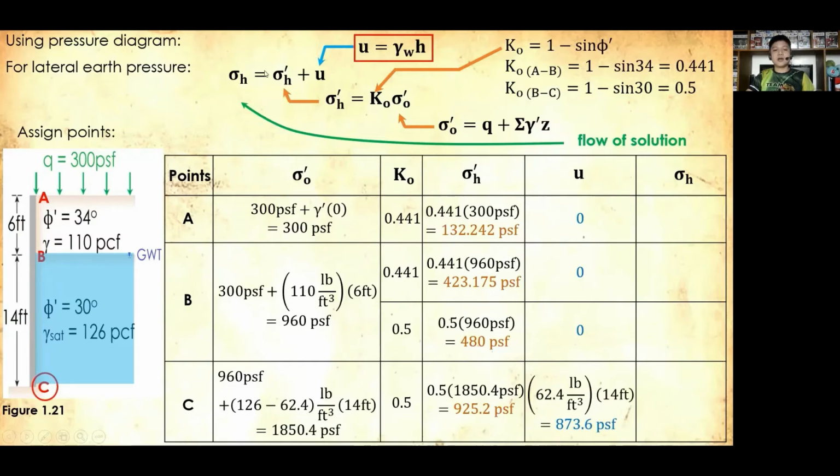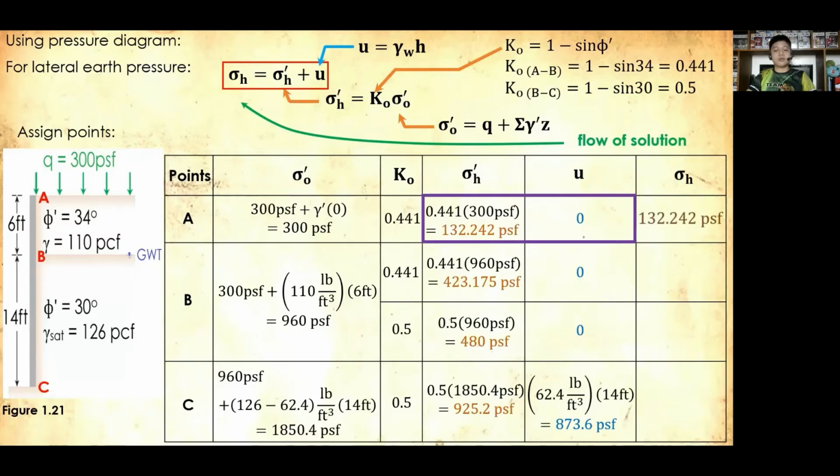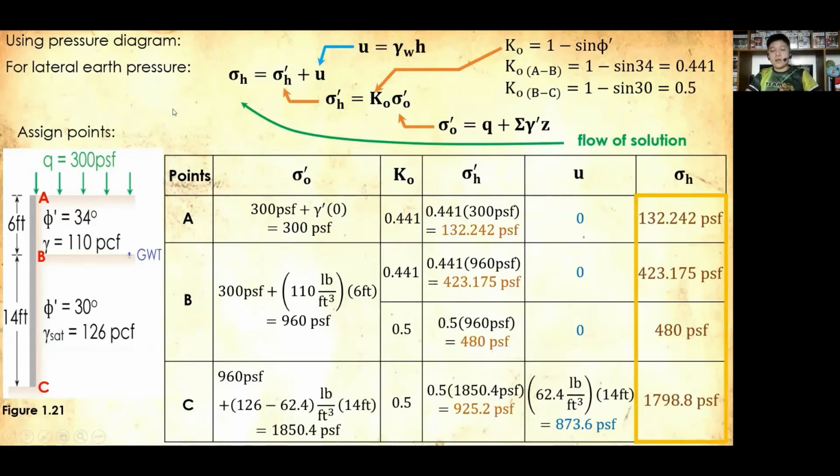And finally, since we have already the components, we can already determine our total. So for the total, that is the sum of our two columns, the sigma H prime and U. So at point A, that is 132.242 psf. At point B, 423.175 psf at the top, 480 psf at the base. And at C, that is 1,798.8 psf.